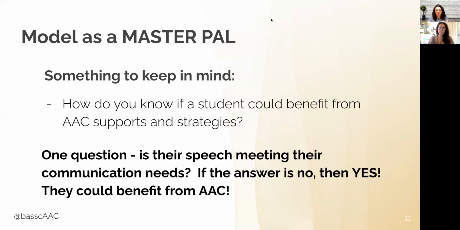If you're here with a specific student in mind and you're not sure if this student could benefit from these AAC supports and strategies that we are discussing, we like to think of one question to help us gauge that. Is that student's speech meeting their communication needs? It's really a yes or no question. If the answer is no, then yes, they could benefit from AAC. So that's why we're so excited to have the Master PAL training this year.